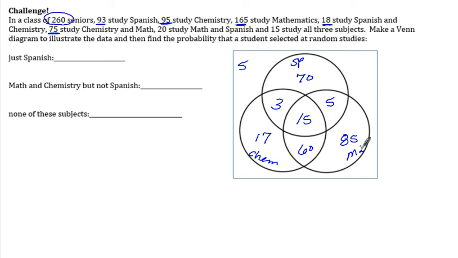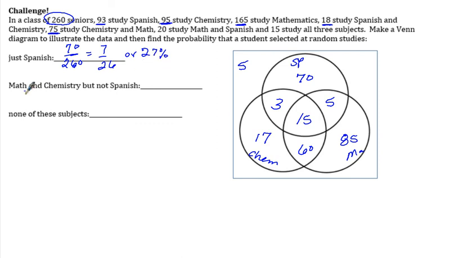All of that so that we can answer these 3 questions. So, what is the probability of a random student just taking Spanish? The just taking Spanish kids is 70. So 70 out of 260 is the probability of that happening, which is 7 out of 26, or 27%, whichever you prefer.